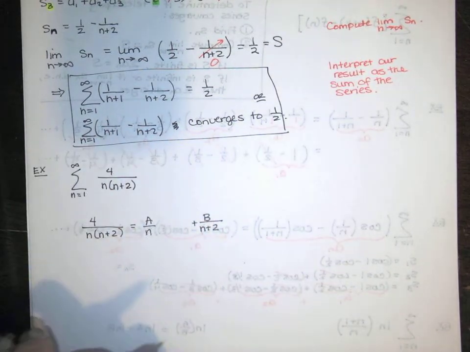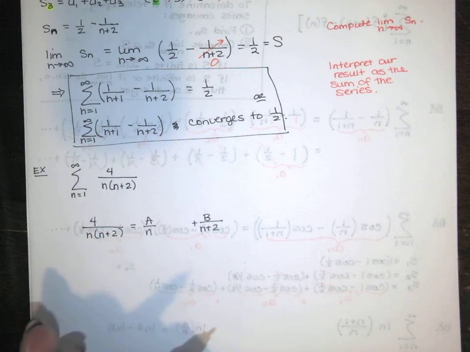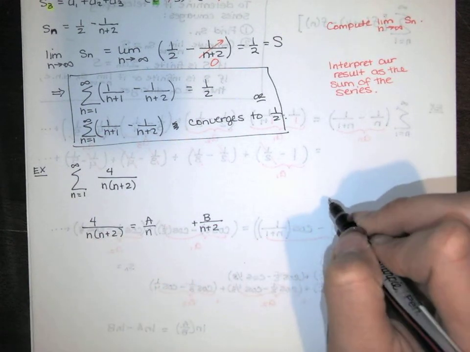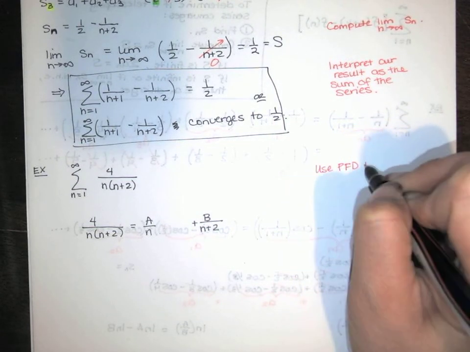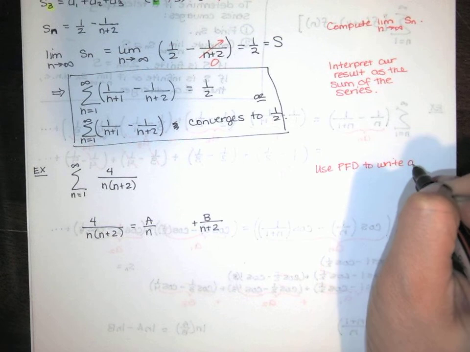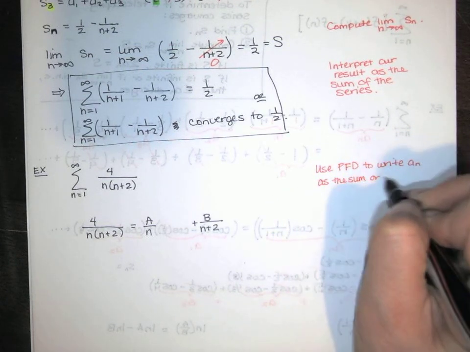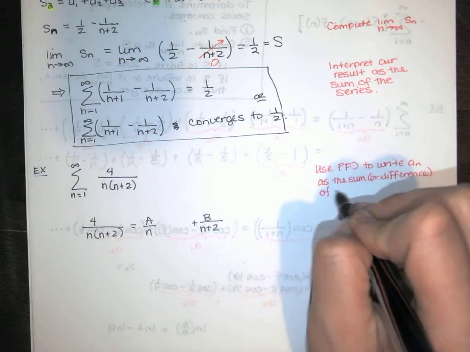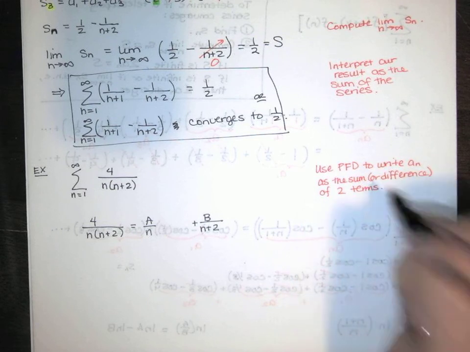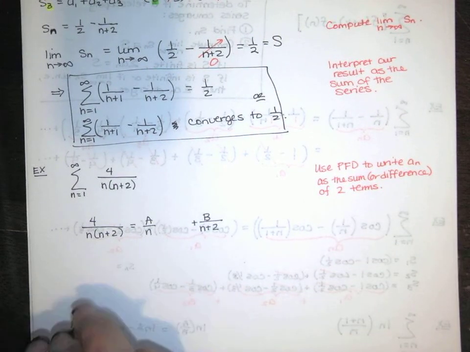Now, actually, let's go back to this series. We notice we have this. It doesn't look like it's telescoping, but it is telescoping. So we have decided to use partial fraction decomposition to write a sub n as the sum or difference, hopefully difference so that it's telescoping, of two terms. And part of the reason why I put this example in the video is because I wanted you to review this. It's such an important concept as you go on to differential equations.